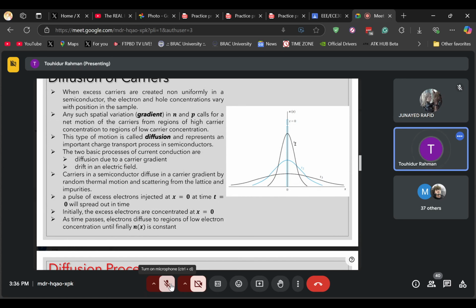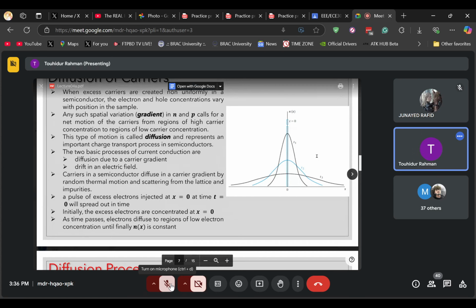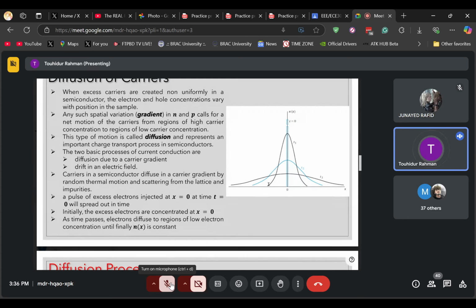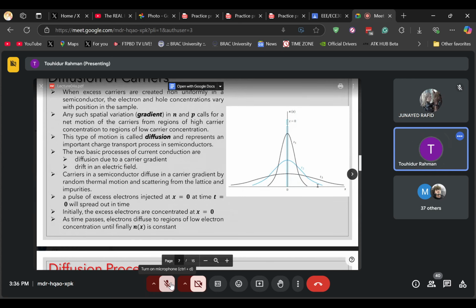Because after T1 we have concentration only here, no concentration here. So that means a difference in concentration, and it will continue to diffuse as long as there is a difference in concentration. It will only stop if the concentration becomes equal everywhere.